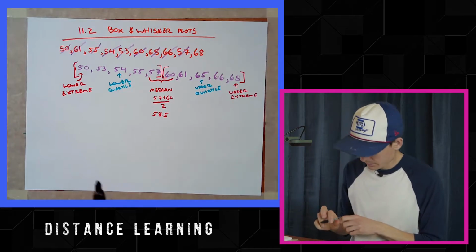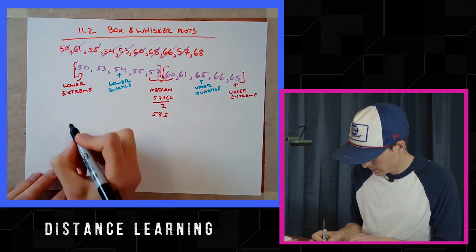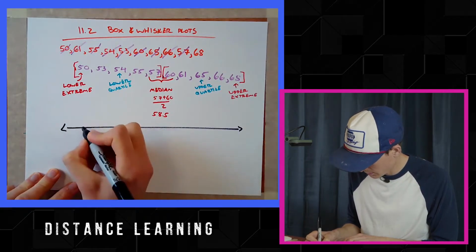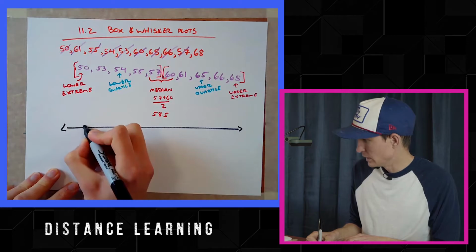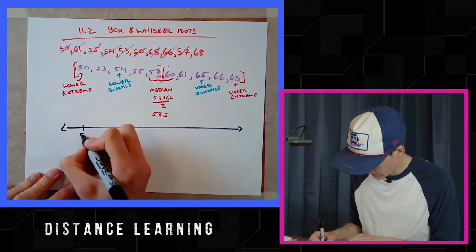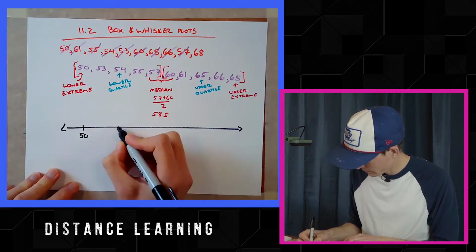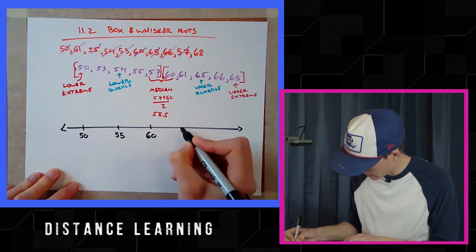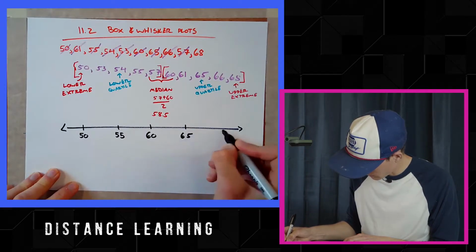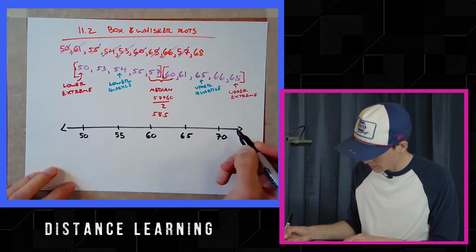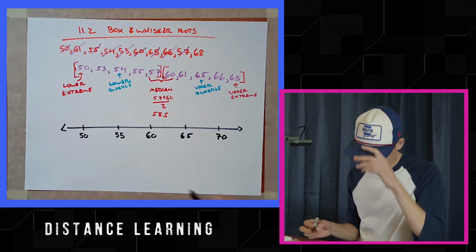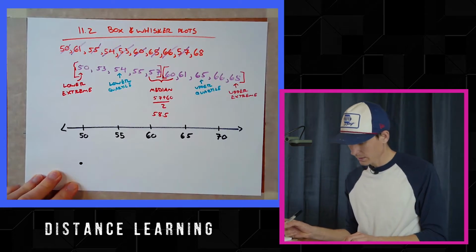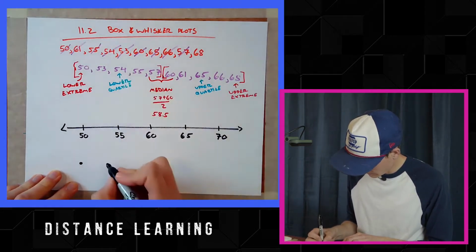What you're going to do is kind of imagine a number line, right? We go from 50 to 60, so let's go 50, 55, 60, 65, 70. That's a pretty good thing there. So, below it, you're going to put a dot there. You're going to put a dot at 54.